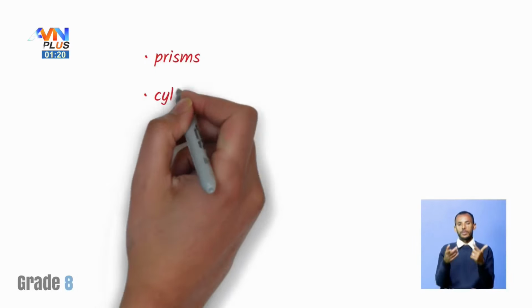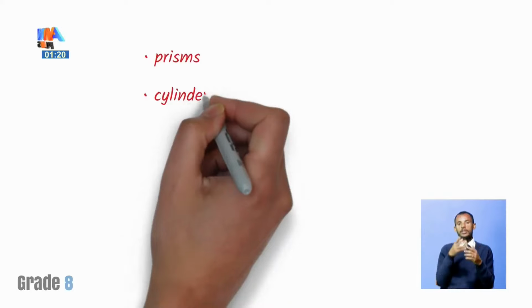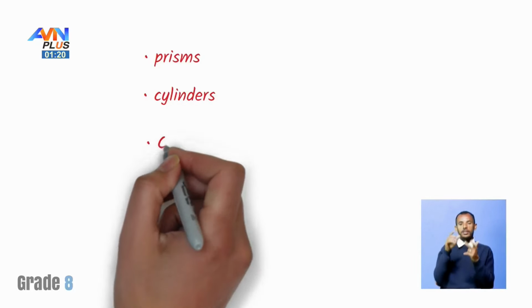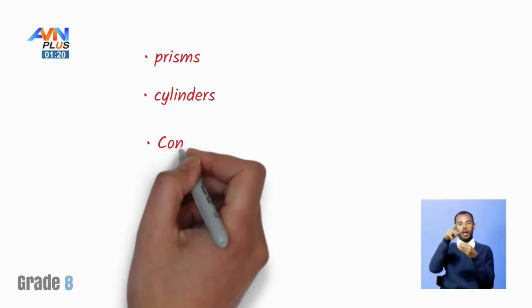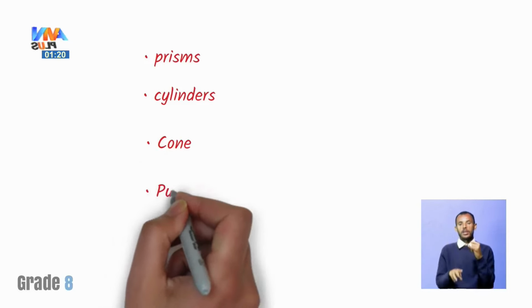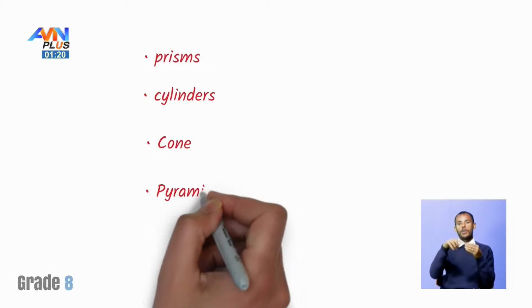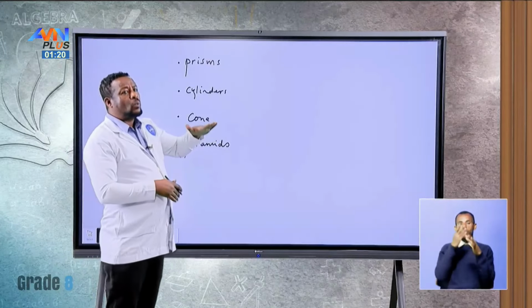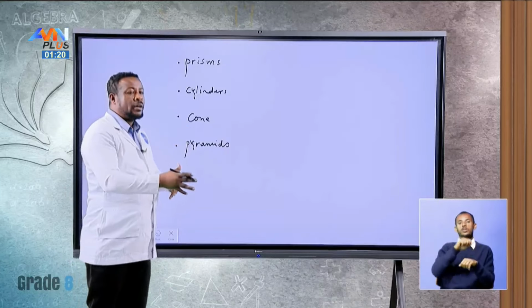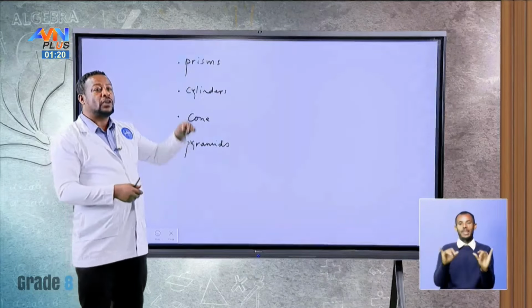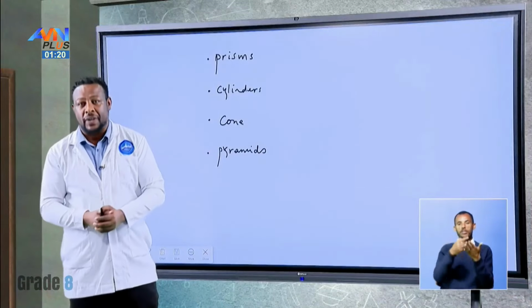The second one was cylinders. The third one was cones. And lastly, we've seen pyramids. So we defined what these solid figures are, and we calculated the different measurements for each of these 4 solid figures.